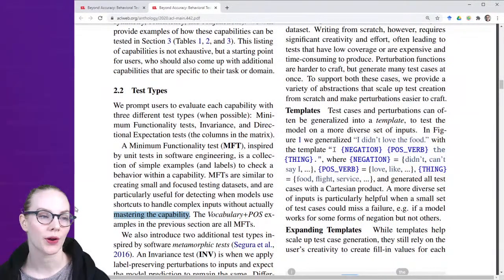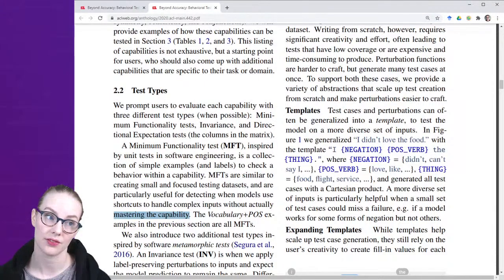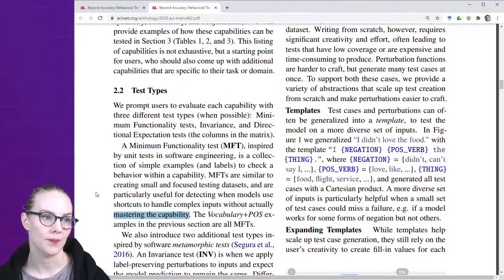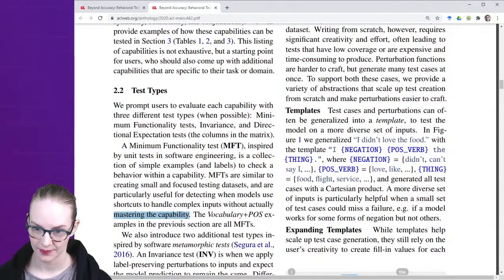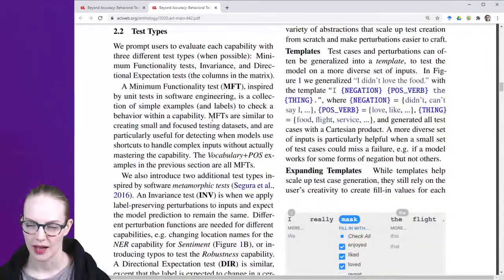So this example where you negate the positive verb, and that should create a negative sentiment. If the model is instead looking for just the presence of a positive verb, then it will fail this test. The vocabulary plus part of speech examples in the previous section were all MFTs, minimum functionality tests. And those were from the section above that we read last time.